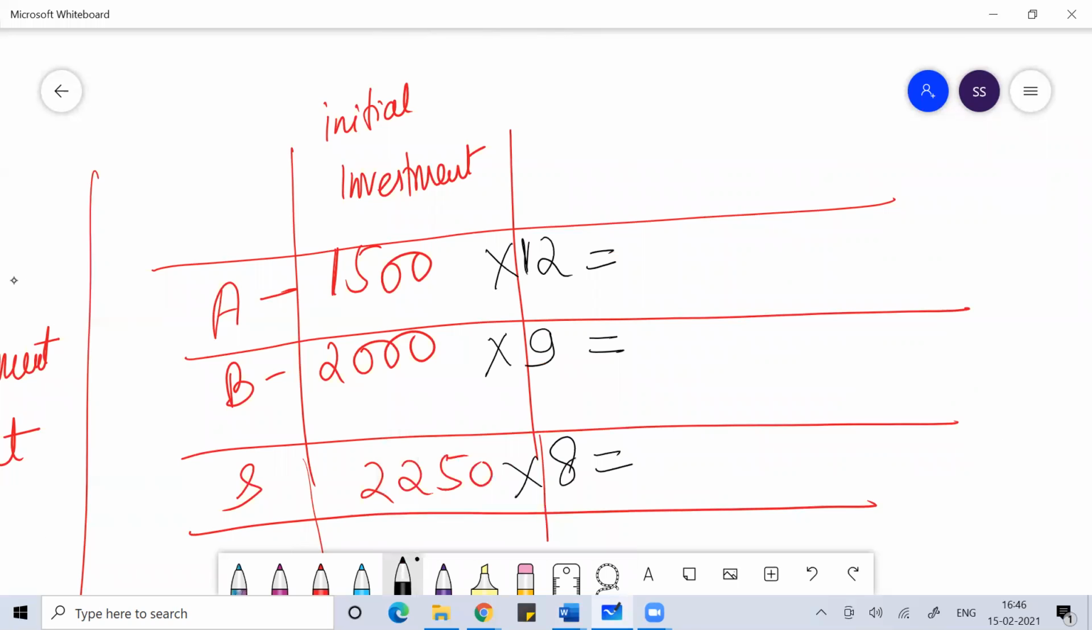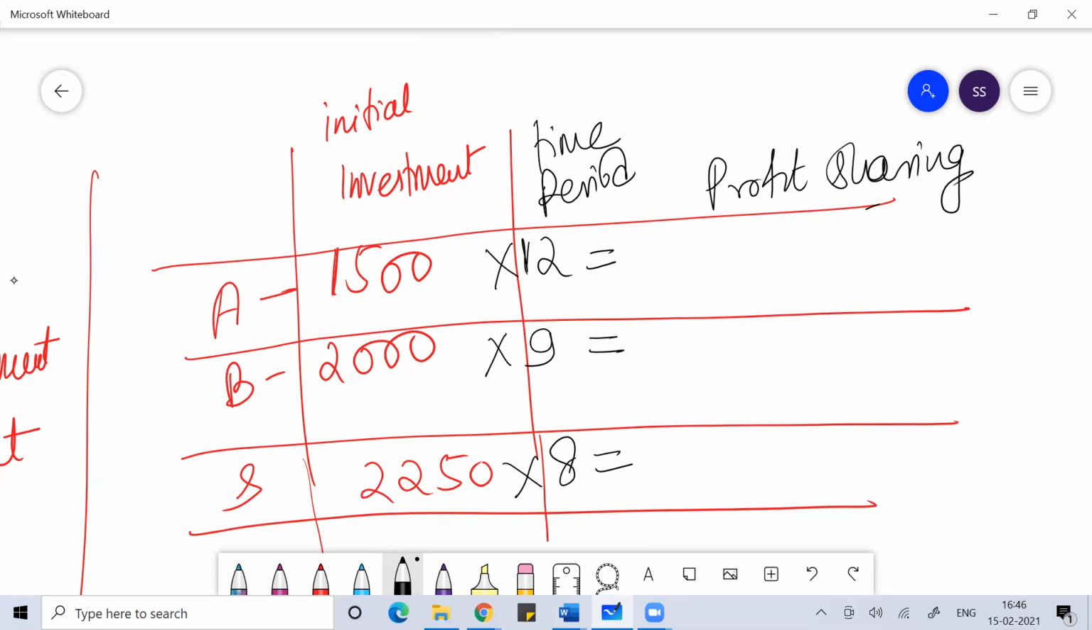So if you see the total value, as I told you, when we talk about profit sharing, it is basically done in the ratio in which they invest their money, and it's a compounded ratio of how much money you put into the business and how long you're putting that money into the business. So you need to understand that part.